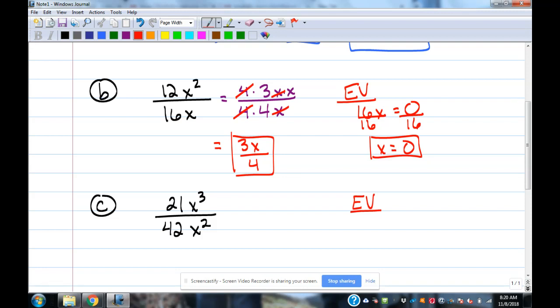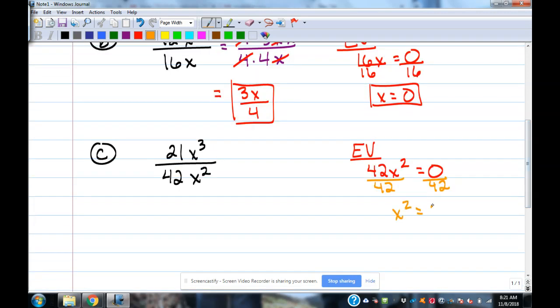What do we do to get the excluded value? What do we do in example B? Set what equal to 0? Denominator. Whatever the denominator is, set it equal to 0. This one's just got 42x squared, so I'm just going to get x squared by itself. So I'm going to divide by 42. x squared is equal to 0. And then we take the square root. Square root of 0, 0. Excluded value for this one, 0.